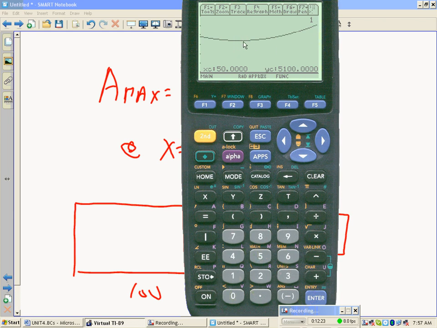Questions about the window? I just made it big enough to include the numbers we're playing with. Since we already had the answer, that was sort of easy. Usually it's the other way around. If you're using the calculator, you don't have the answer yet. You've got to play with the window a little bit.